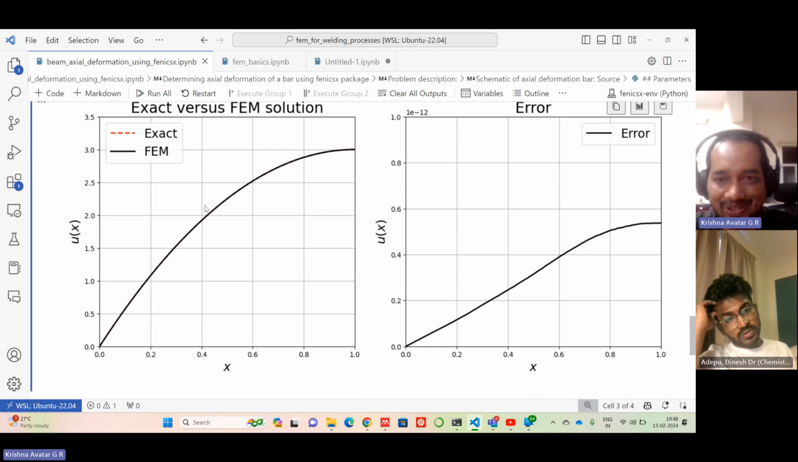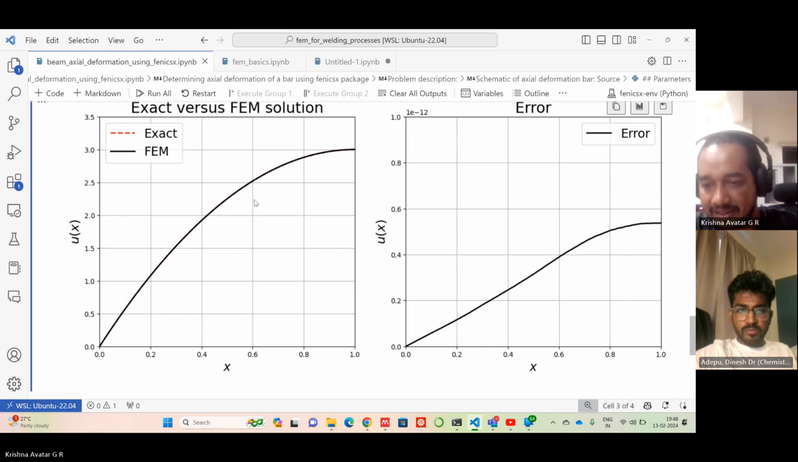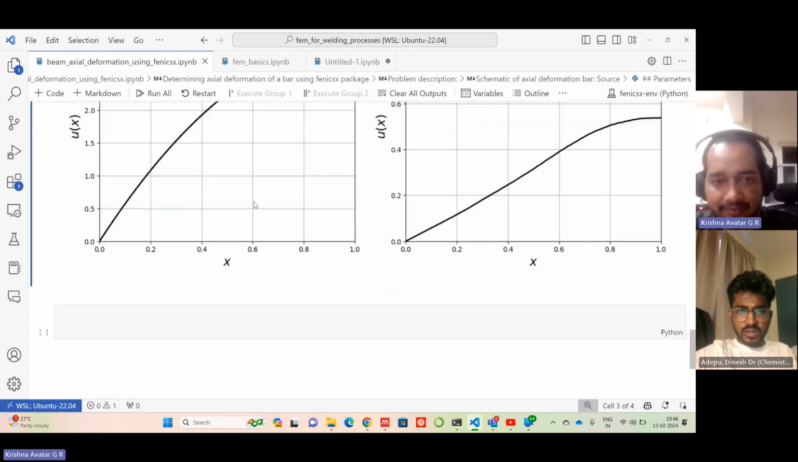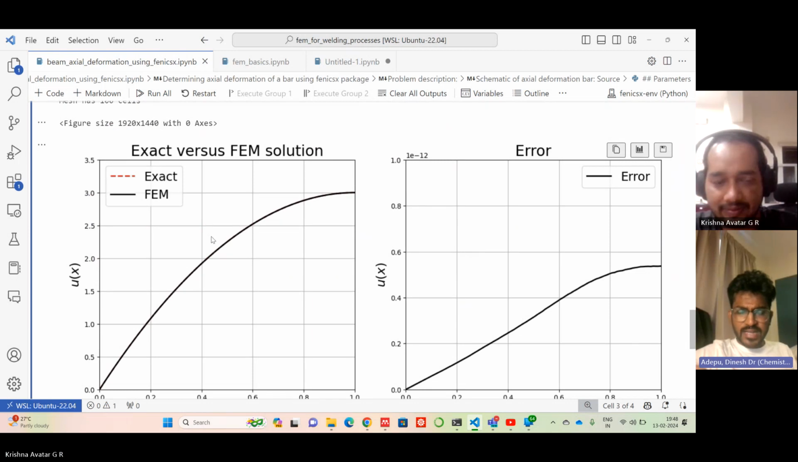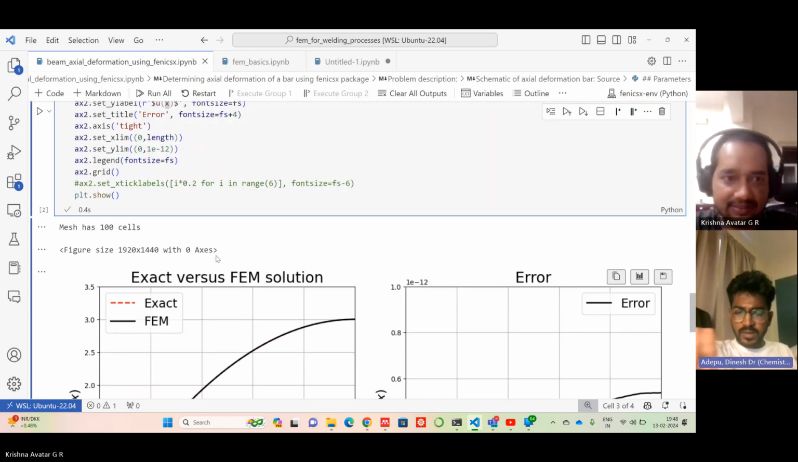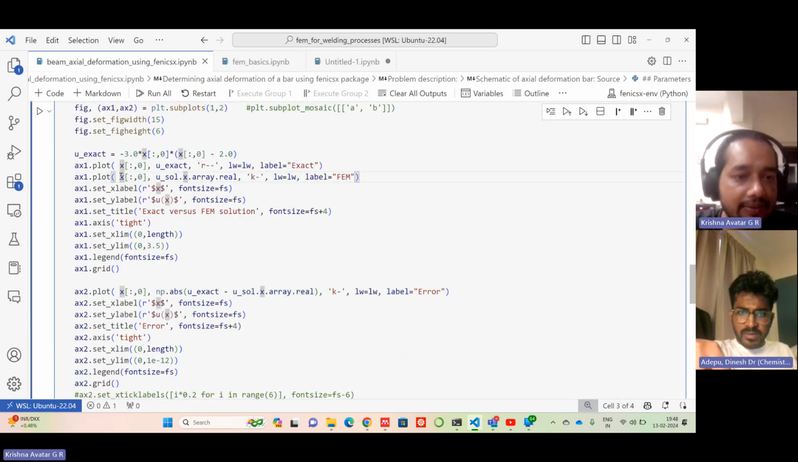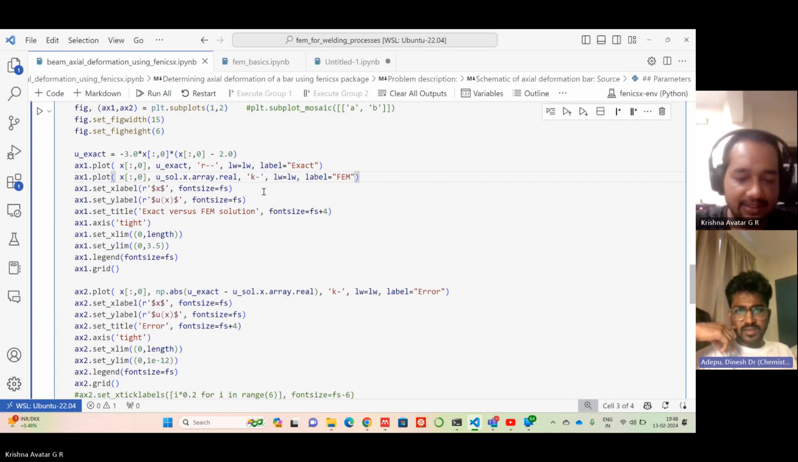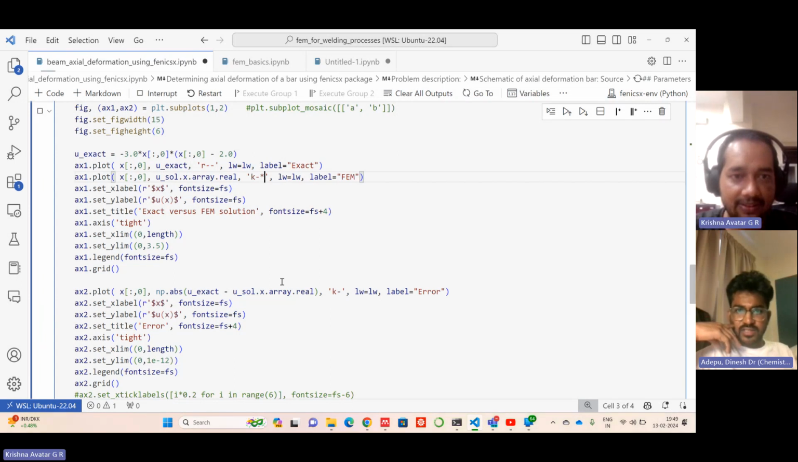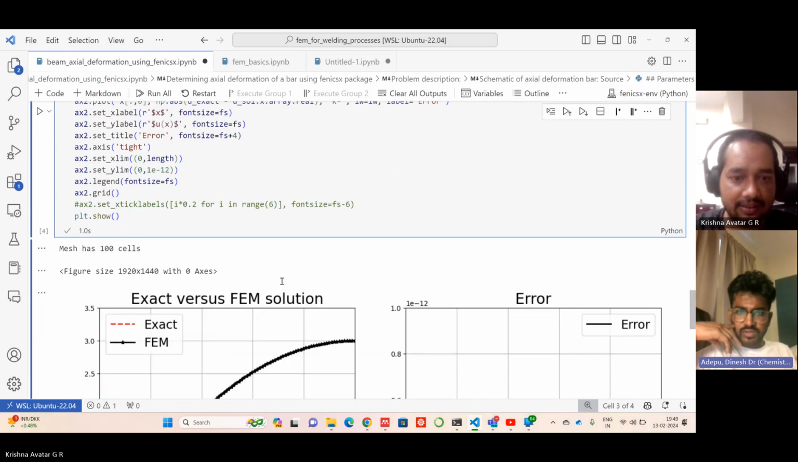Awesome. You see that there's so much overlap. Can you go to the plot once? Can you write star in the plot of exact or FEM? I think the approximation should be star. So in the plot line for FEM, can you put a star here? Yes, exactly. Just try it again. Hopefully it works.